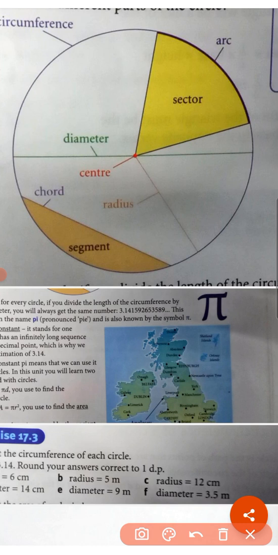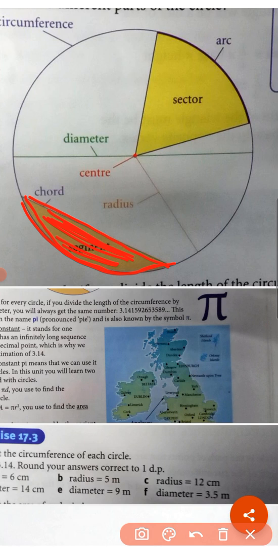Next is segment. Segment is the area formed by chord and arc. See children here. This is part of a circle, that is an arc, and this is chord of a circle. This portion is known as segment.